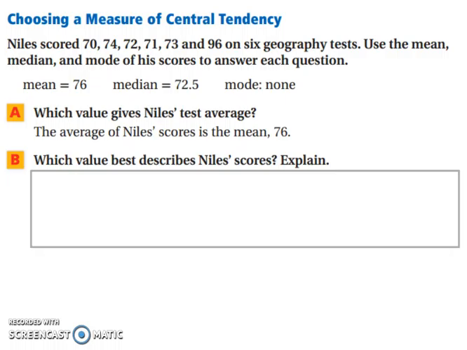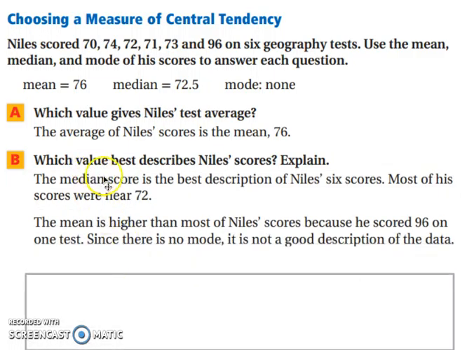However, which value best describes Niles' scores? And then explain. Let's think about it for a minute. Where do most of his scores sit? And then what is his average state and what is his median state?